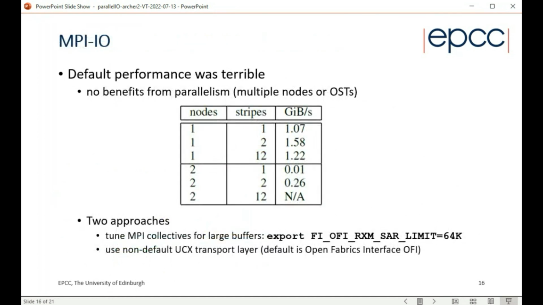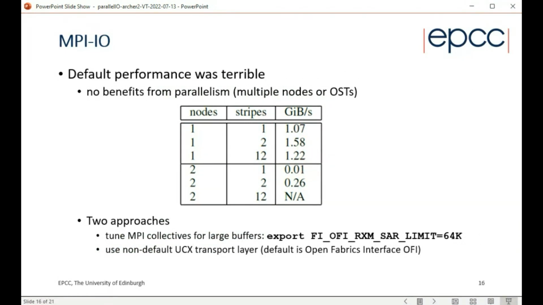So I then did MPI-IO, and the default performance was terrible. There were no benefits from parallelism at all. This is saying basically, if I start to use MPI-IO, I would expect to get better bandwidth if I stripe the file, if I store the file on multiple disks. So this is saying store the file on 1 disk, 2 disks, and 12 disks. When I went to multiple nodes, the performance is just awful.